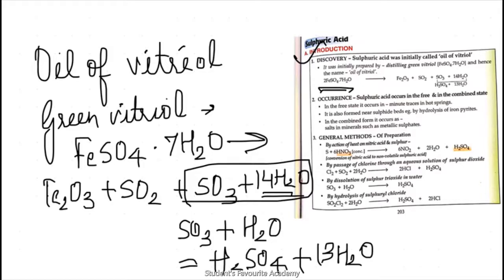So this was the initial way it was being prepared, and since it was obtained from the green vitriol upon distillation, therefore it was called oil of vitriol.